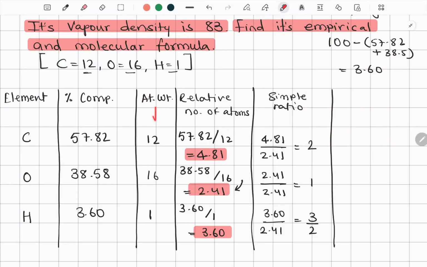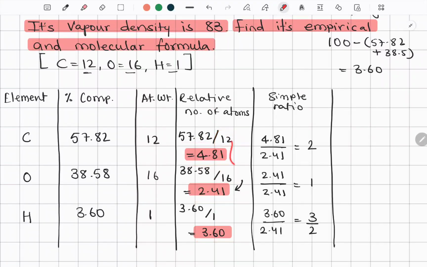Then in the second column, we write down the percentage composition of that element. In the third one, we write down the atomic weights of these elements. Then we have to divide the composition by the atomic weight. When you divide the composition by the atomic weight, you get one answer for each element.